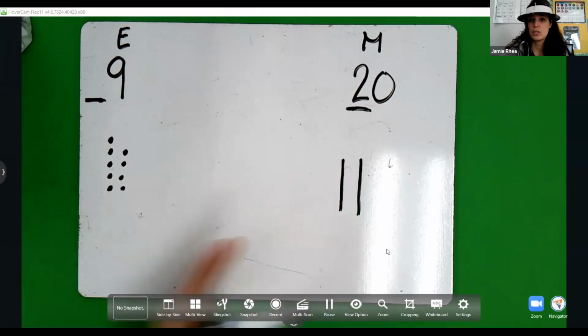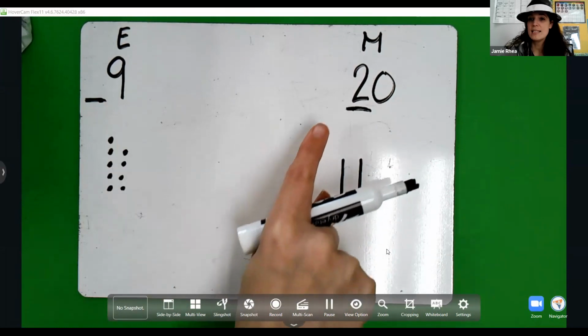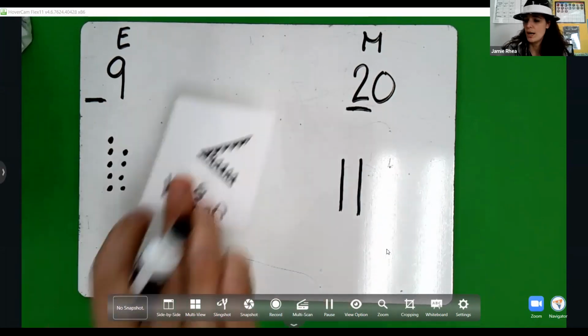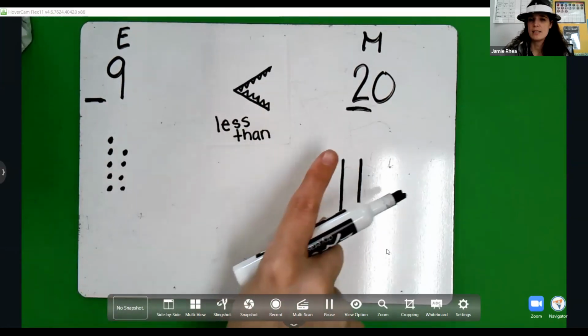We go left to right, just like when we read. So we would say 9 is less than 20. So I need to use less than. So 9 is less than 20.